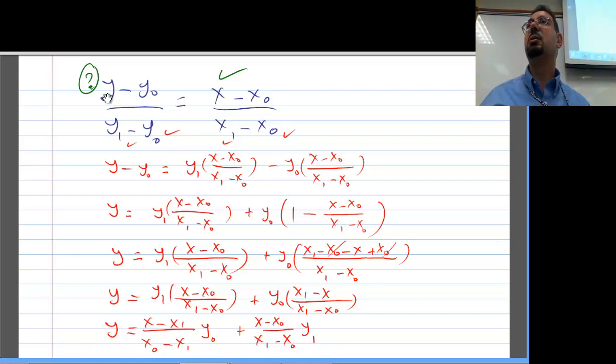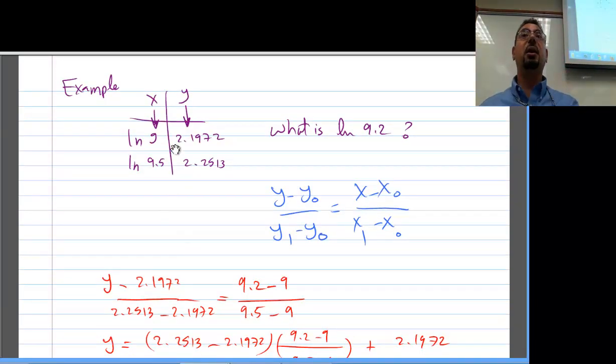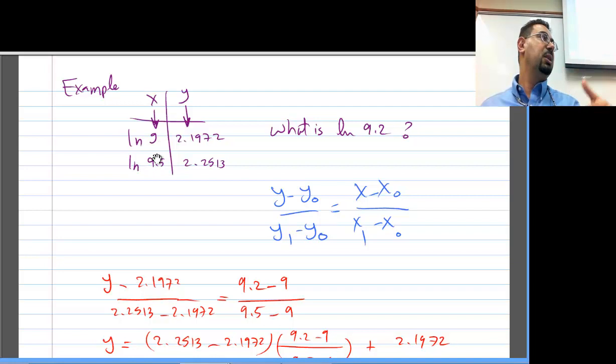Questions? So you just solve for the variable that you... Right, you are solving for y. We'll see an example right now. You have a table here, with x and y. So the function is ln, basically. When x was 9, the ln was 2.197. When it's 9.5, it's 2.25.